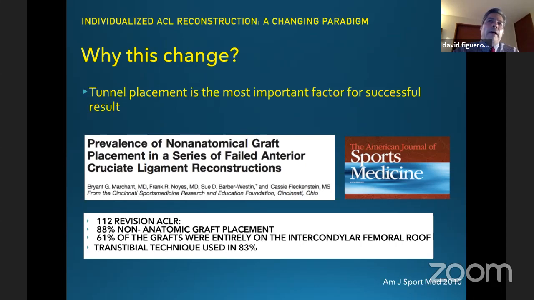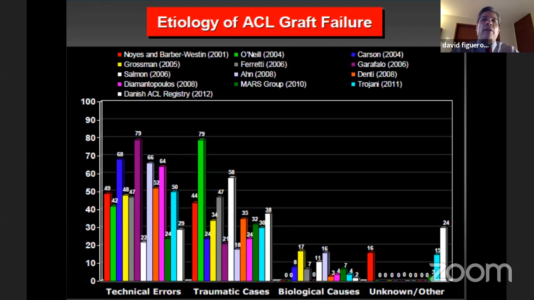That question can be answered in that tunnel placement is the most important factor for a successful result, and that has been demonstrated in many papers. I would like you to review this paper, which took more than 100 revision ACL reconstructions. 88% had a non-anatomic graft placement, and in 61% of them the graft was entirely on the intercondylar femoral roof, and the transtibial technique was used in 83% of these patients. And if you need more evidence, just take a look at the etiology of graft failure. This is not new. You can check that technical errors are the most frequent cause of graft failure.